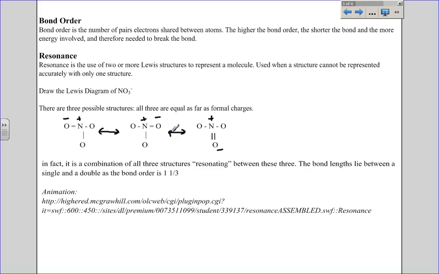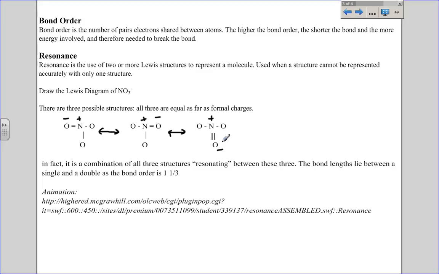Now, the reason that we know that this is happening is because when we study this molecule, or this ion, experimentally, what we find is that all the bond lengths aren't different from one another. If there was just one possible Lewis structure, we would expect this bond to be shorter than the other two because it's a double bond. The reality is all three structures exist, and all three bonds are actually the same length as one another.